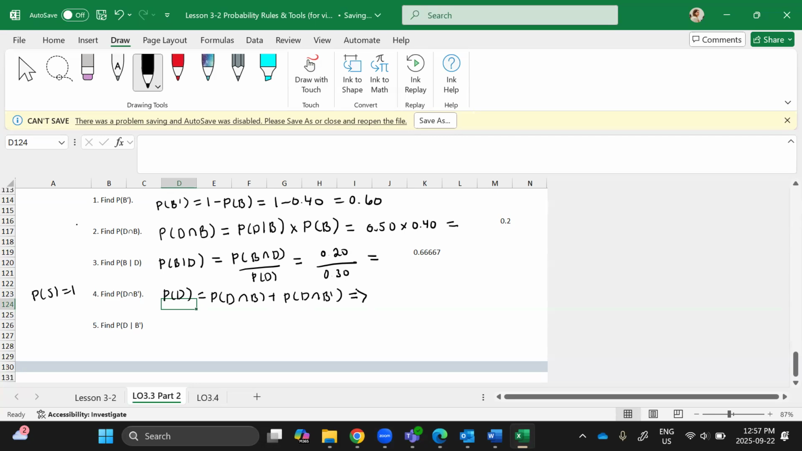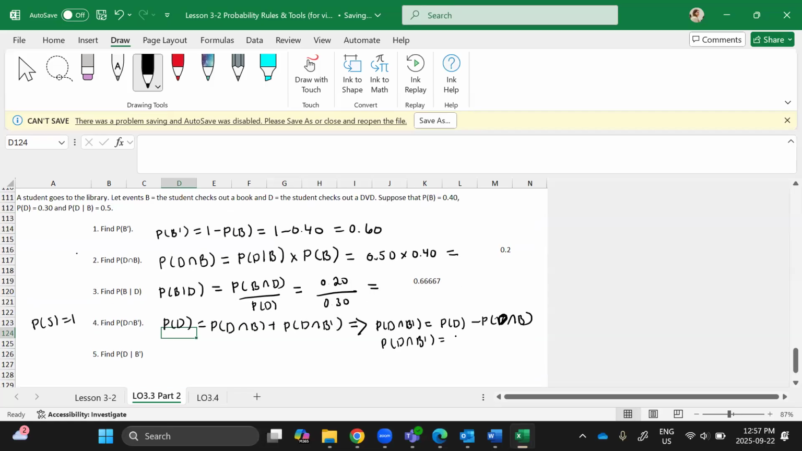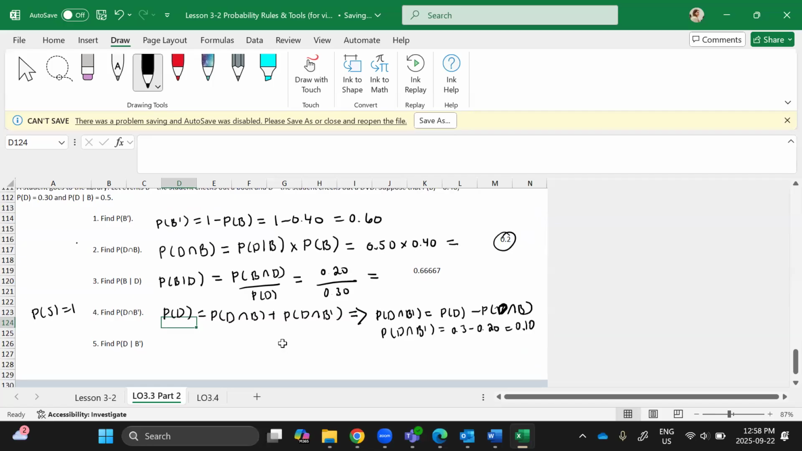The reason that this helps you is you can then rearrange this formula for what we want. DVD and not book, if you rearrange it, would be probability of DVD minus probability of DVD and book. And those are things that we do have the answers for in the question. Probability of DVD and not book would be probability of DVD, which from the question is 30%, minus the 20% that we calculated earlier of DVD and book, leaving you with 10% chance that they get a DVD and they do not get a book. For that, we just rearrange the formulas to be able to solve for DVD and not book.